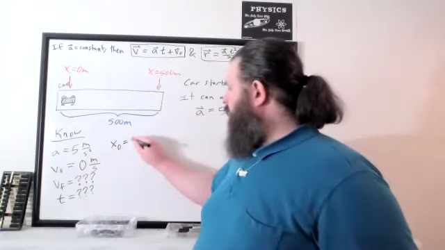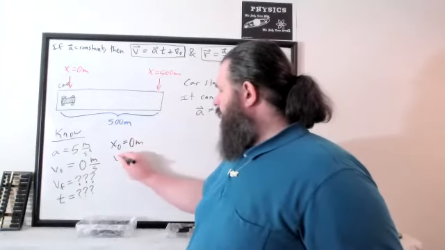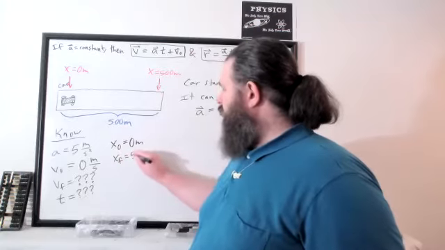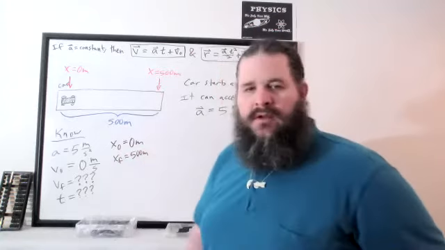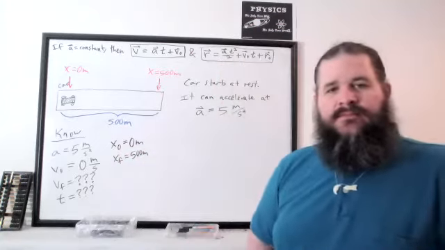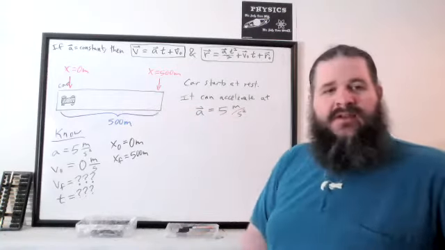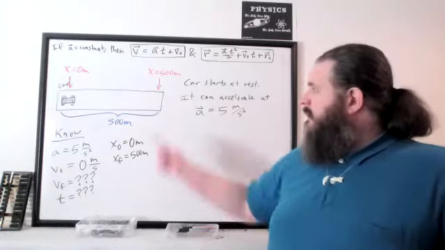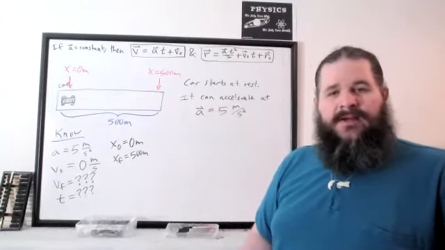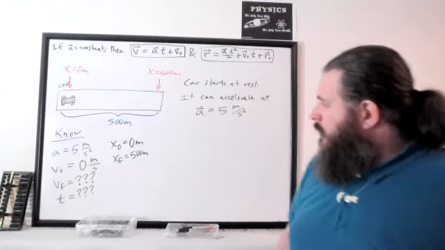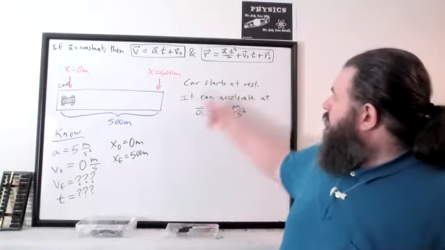So x0 would be 0 meters. X final would be 500 meters. Because we know where it starts and where it ends. And of course, it's not coming to a stop here. It's going to be blasting through the finish line at some high speed. But that's the end of the track, so that's what we care about. So let's see if we can apply all this to this equation.